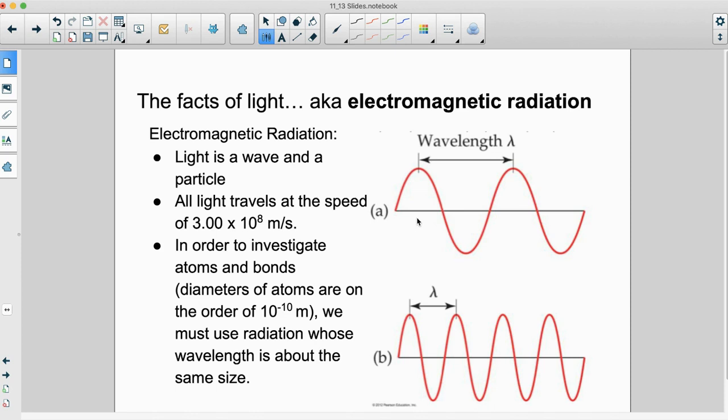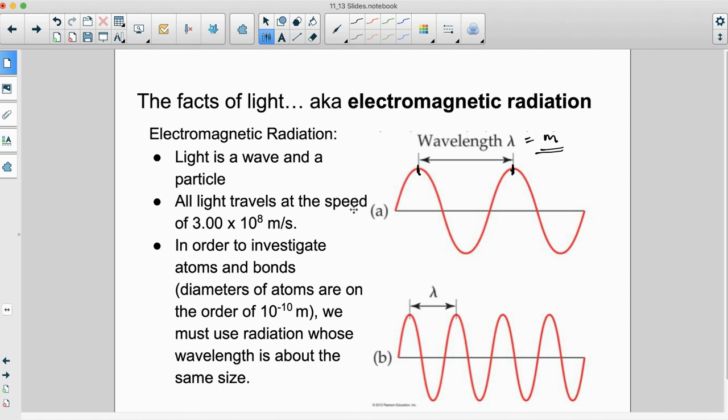So here's some light, and light is also called electromagnetic radiation. So light is both a wave and a particle. Here is the wavelength when we go from the crest, the top of the wave, to another top of the wave. That's called the wavelength, that distance. Okay, so the wavelength is usually, you need to make sure that it's in meters.